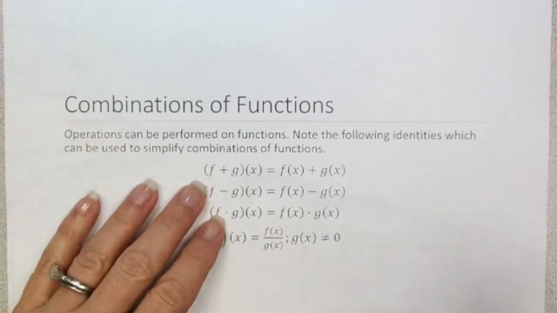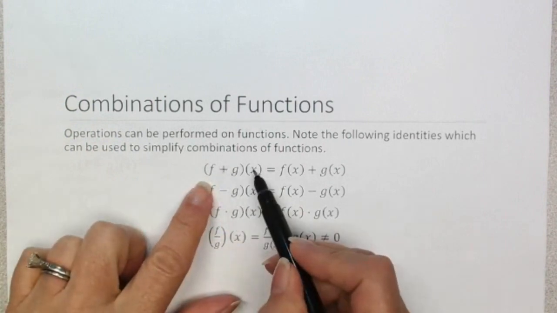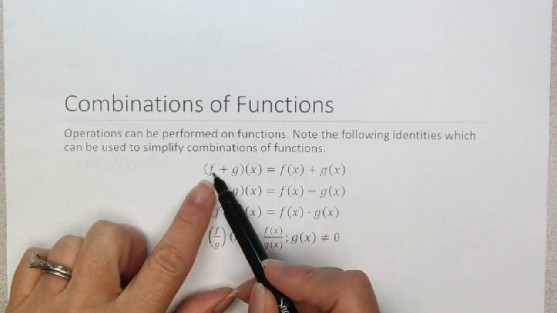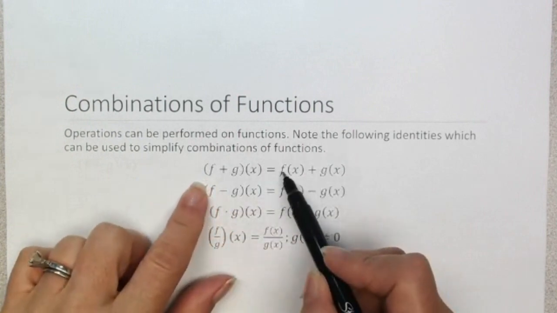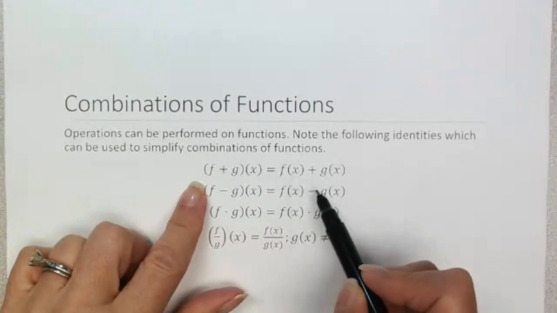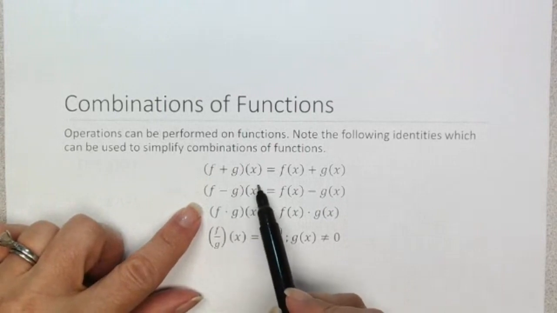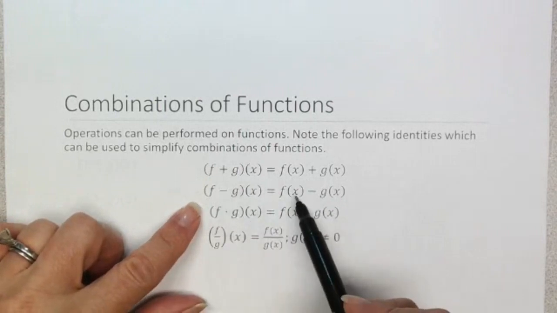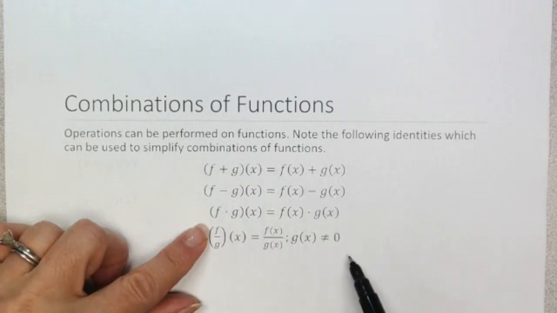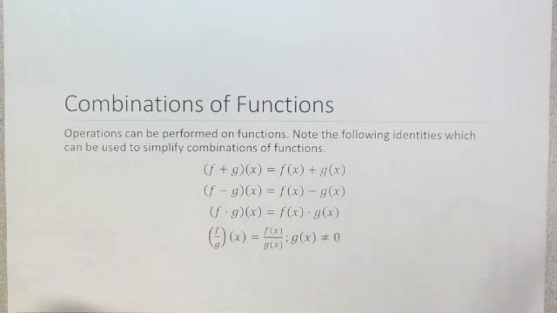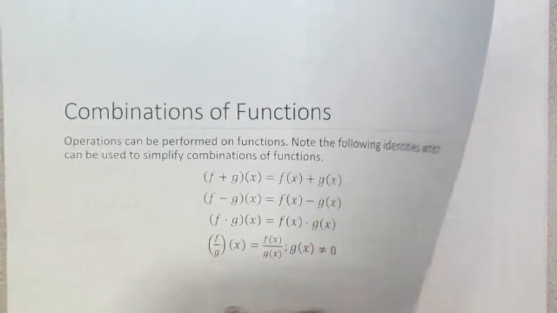If we're adding two functions in function notation, we might say f plus g of x if we're adding the function called f with the function called g. That simply means that we're going to be adding f of x, however that's defined, to g of x, however that's defined. We can subtract: f minus g of x would be equal to the function f, however that's defined, minus g. F times g of x, multiply functions, and then we can divide functions, provided that the denominator is not equal to 0. We never want to divide by 0.